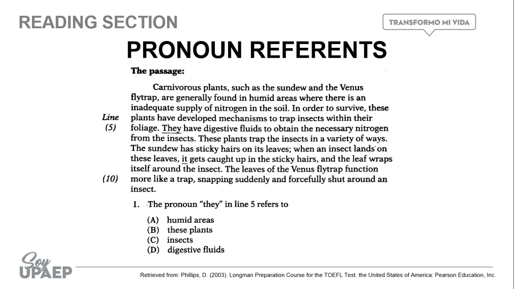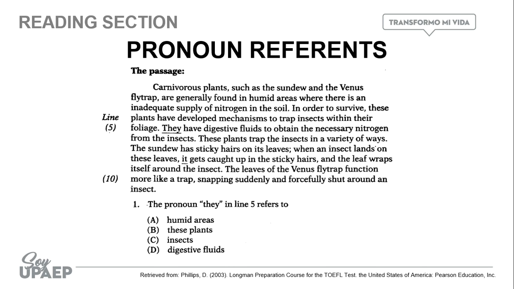As I already mentioned several times, it is important that you remember that we never read complete passages. We first read the question and then we go to the passage to find the answer. So for example, in this case, we have the pronoun they in line 5 refers to. If you notice, they are giving you the line in which the pronoun is located, and on the left, you can find the lines that are important in order to find the necessary information. For example, in this case, the pronoun they is located in line 5.